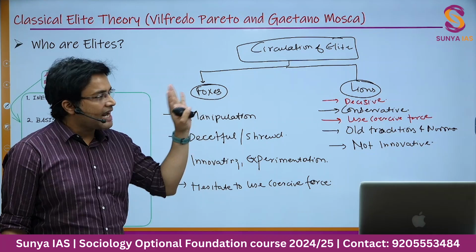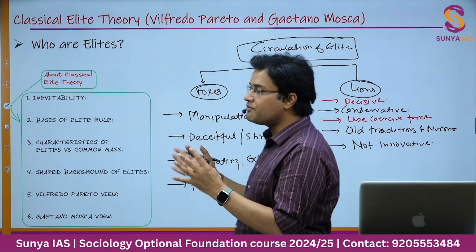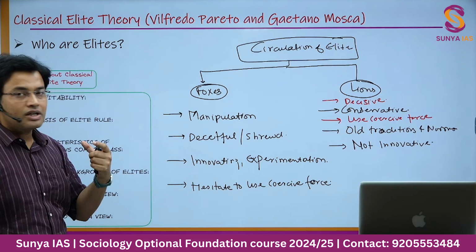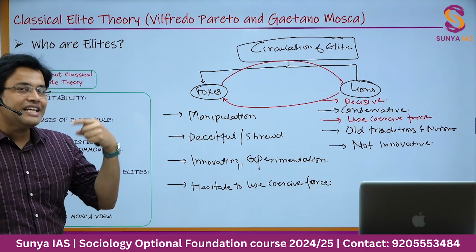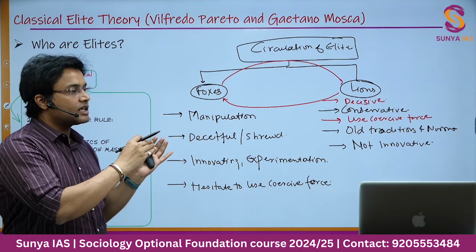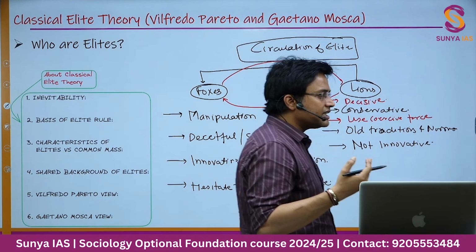And remember one thing always, that lions and foxes keep on checkmating each other. For a certain period of time, the foxes will rule, and for another period, the lions will rule. It is a kind of cyclical theory. And it is completely against the linear theory of Karl Marx, where he said that once the proletariat revolution takes place in the capitalist society, it will ultimately lead to the formation of a communist society, which will be a completely classless society.